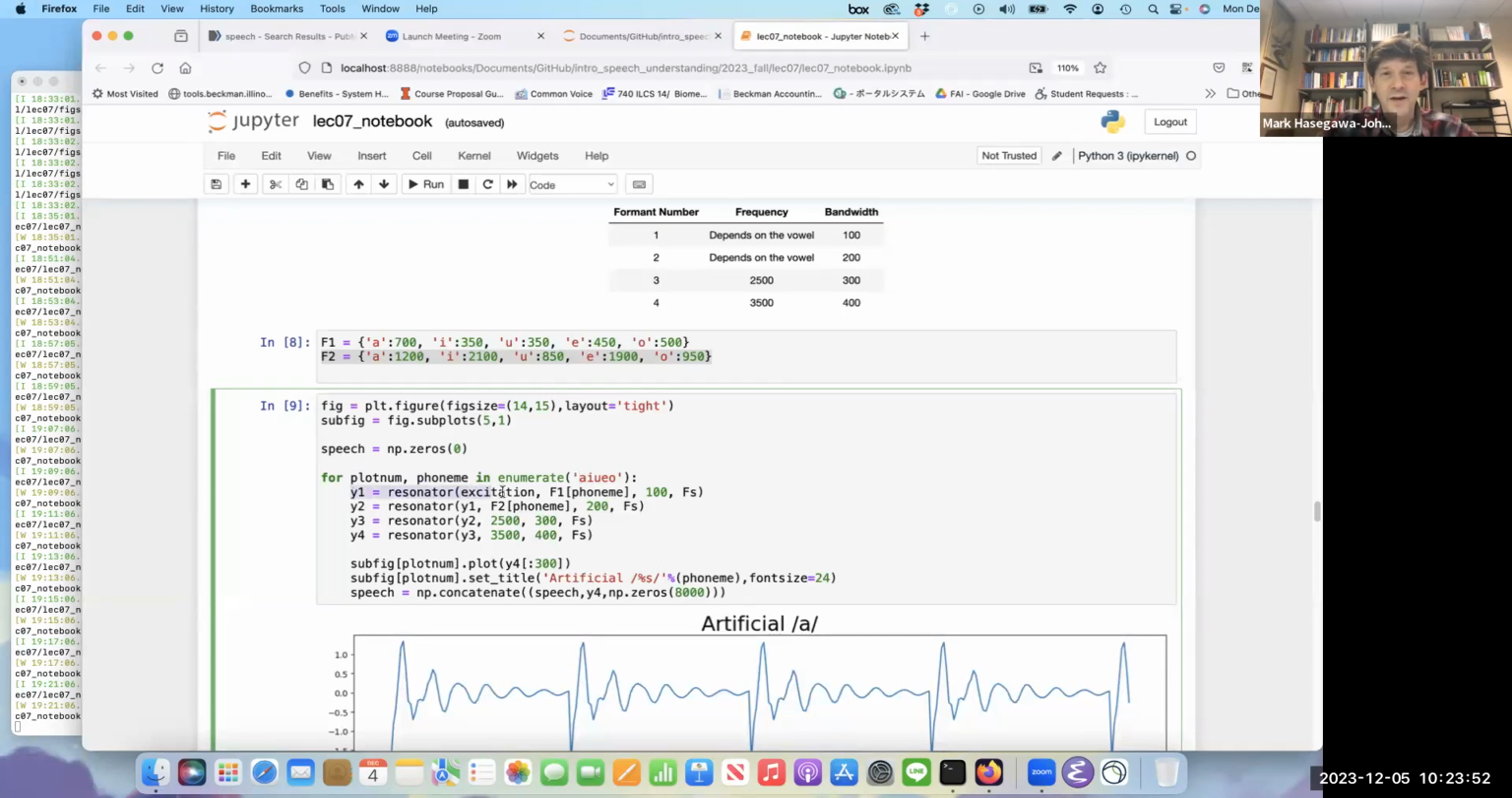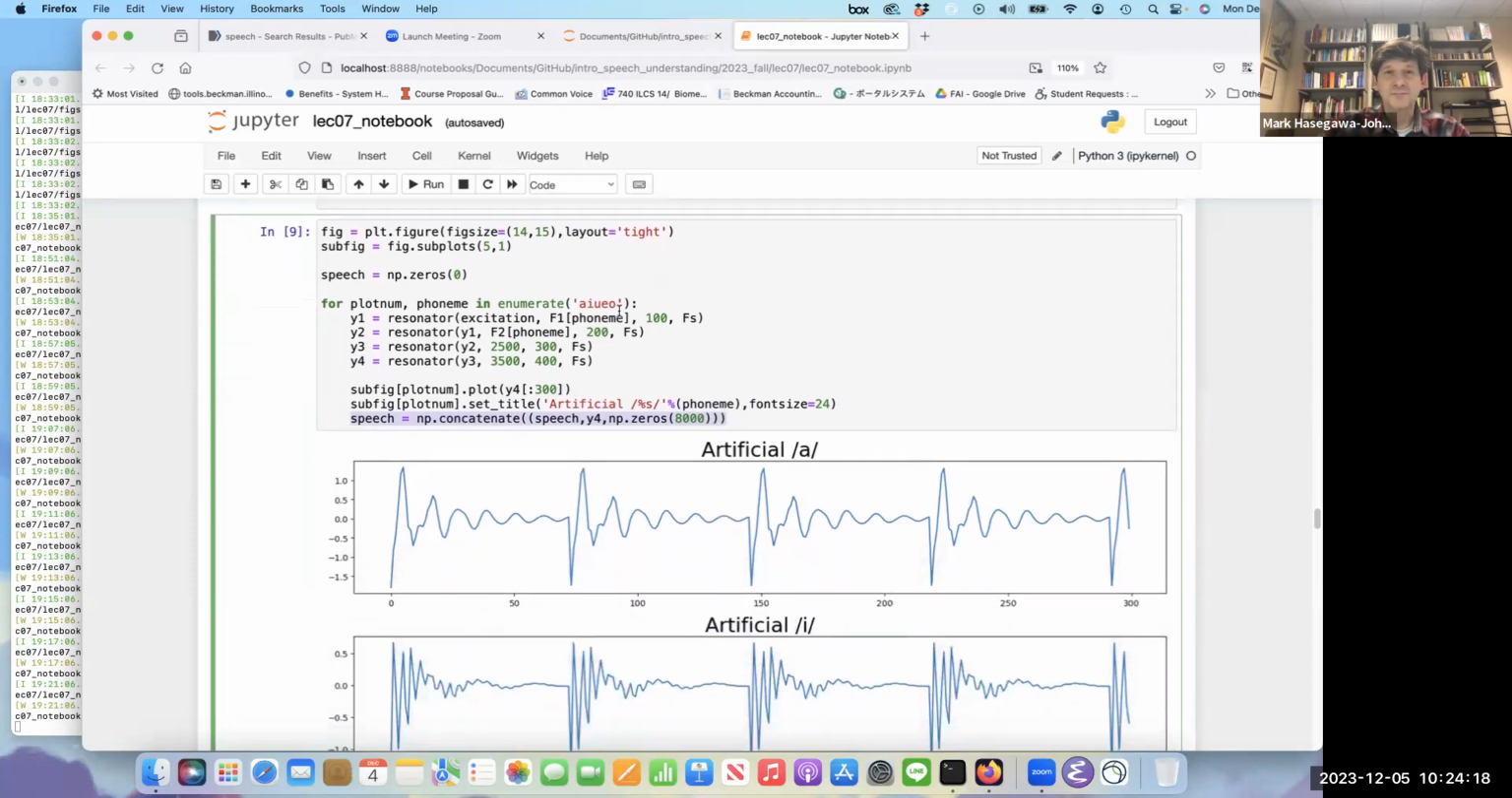I'll create y1 as the output of the excitation with this F1 of the phoneme. y2 is the output of the resonator with F2 of the phoneme. y3 has a resonator at 2500 hertz. y4 has a resonator at 3500 hertz. And then I will plot y4. The speech signal, I'm going to concatenate all 5 of those vowels, one after another, into the same speech signal.